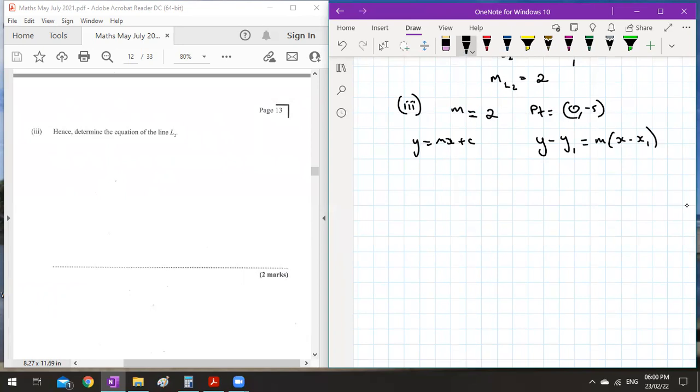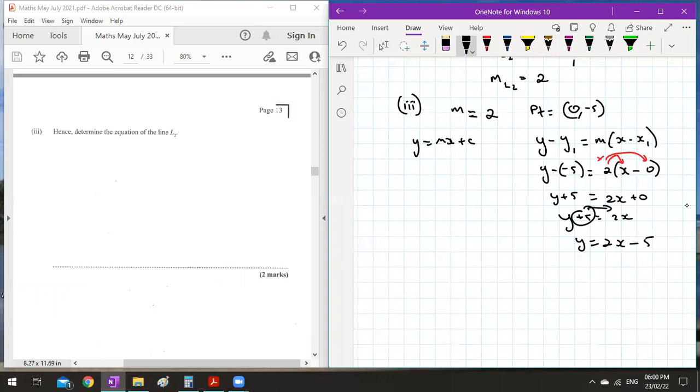use the formula y minus y1 equals m(x minus x1), and say y minus -5 equal to 2x minus 0. And this will be y plus 5 is equal to 2x, so we remove any bracket by multiplying, right? So 2 by x is 2x, and 2 by 0 is 0. So we have y plus 5 is equal to 2x. Carry the 5 across, you'll get y is equal to 2x minus 5. So this is the equation for line 2.